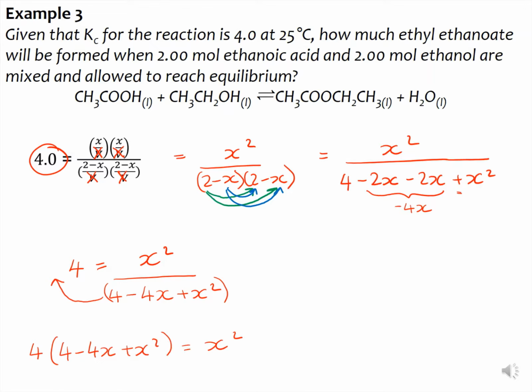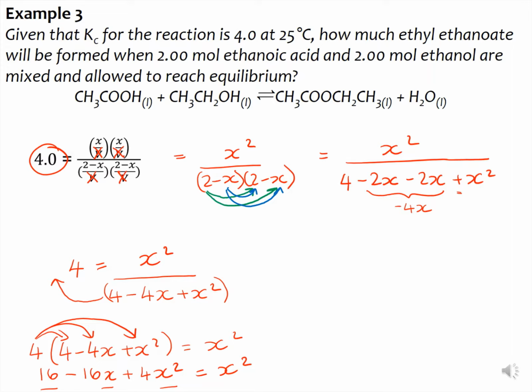Now expanding that out again, we'd end up with 4 times 4, which is 16. 4 times minus 4x is minus 16x. 4 times x squared is plus 4x squared, all equals x squared. Now this might start to look a bit familiar, and what we can see here is we've got an x squared term, an x term, and a numerical term. And what we're actually going to have is a quadratic.